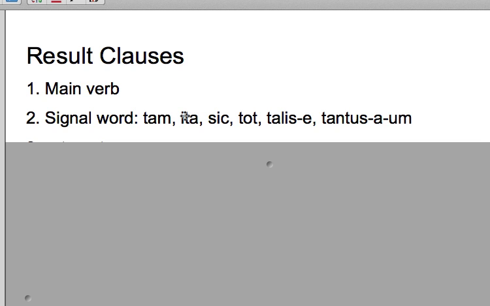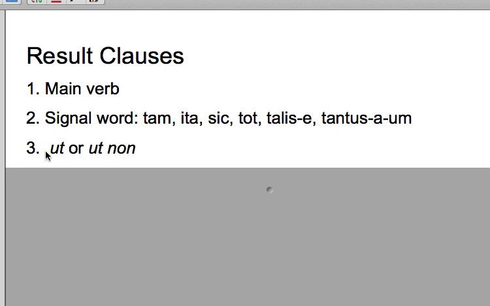Tam means so. Ita basically means so. Sic can mean thus or so. Tot means so many. Talis means of such a quality. And tantus means of such great quality or such great amount. So they all have this idea of so or such in it, which leads to a result.